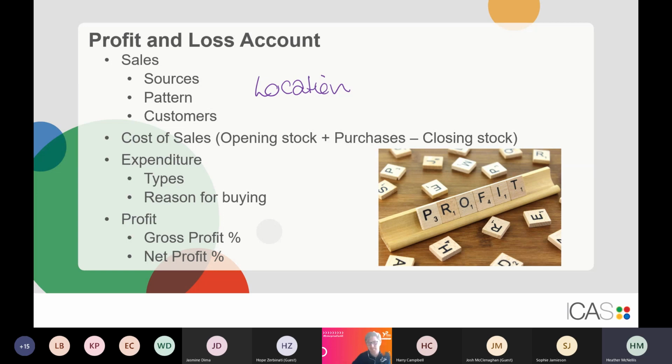Now, remember, we had our gross profit at the top. Our gross profit was our sales less our cost of sales. So let me just put that there. And what you can do is work out your gross profit percentage. Your gross profit percentage is going to be your gross profit over your sales, times by 100 to give you a percentage.